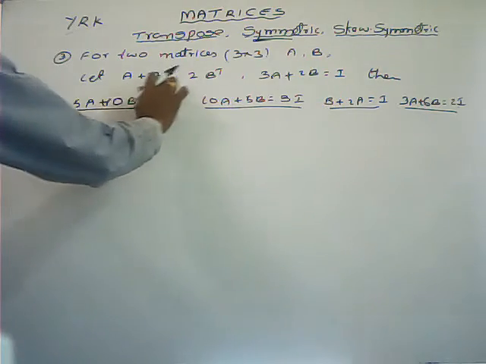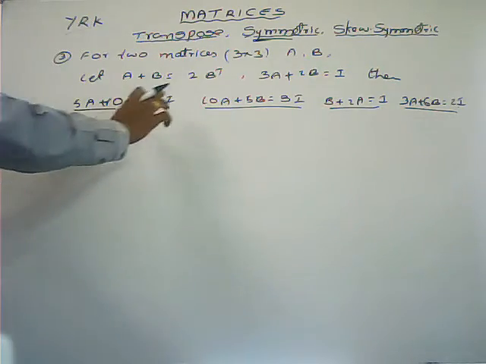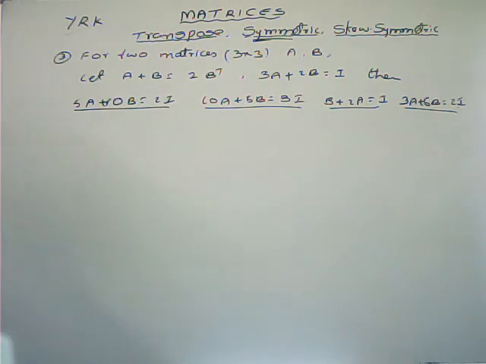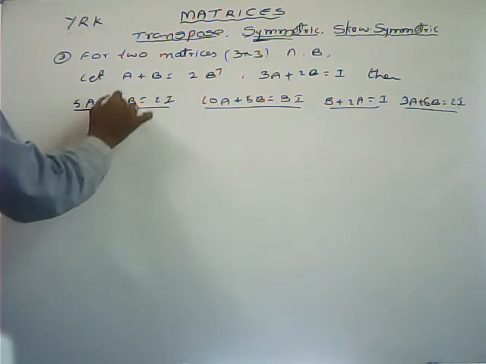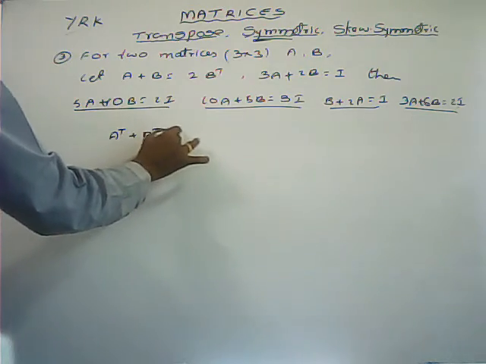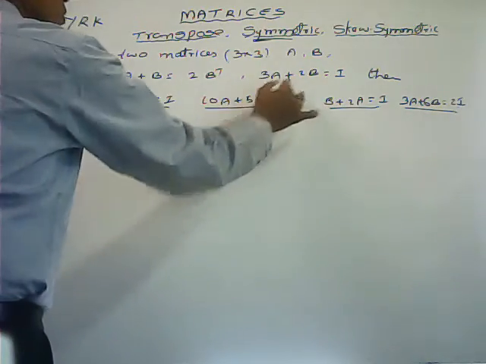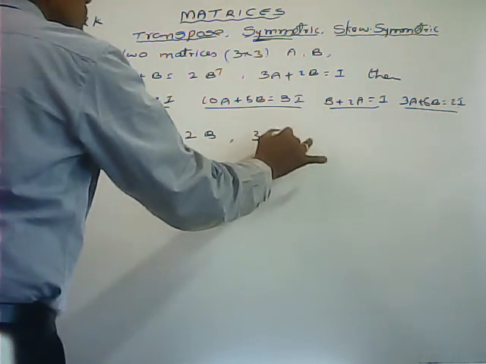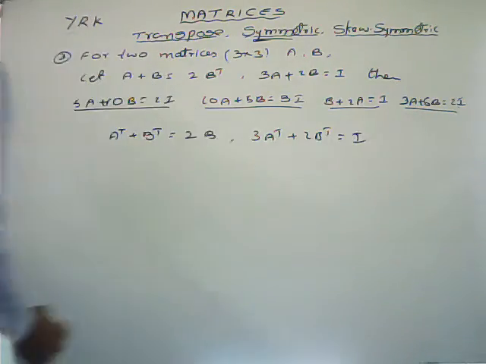So here two relations are given. Here also we should get the relation between A, B and I. How to eliminate B transpose here? Here I am taking transpose on both sides. So (A + B) whole transpose, that is equal to A transpose plus B transpose, that is equal to (2 into B transpose) whole transpose, that is equal to 2B. Here also I am taking a transpose on both sides: 3 into A transpose plus 2 into B transpose is equal to I transpose, that is I only.